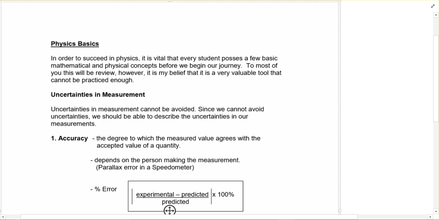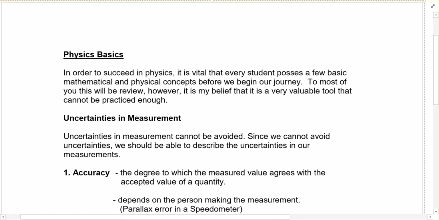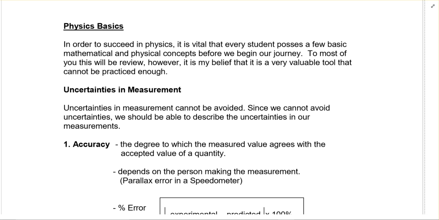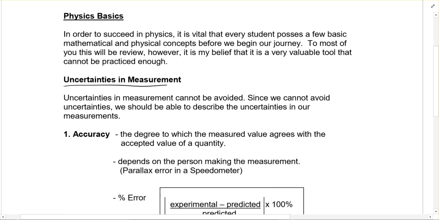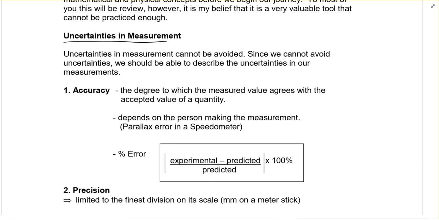Some of this stuff are things that you've done already. Some of it you've maybe never seen before. The first thing is uncertainties of measurement. You might have never seen this before. Maybe you did. If you have, that's great. So first thing, we've got two different types here. We've got something called accuracy in physics, and we've got precision.